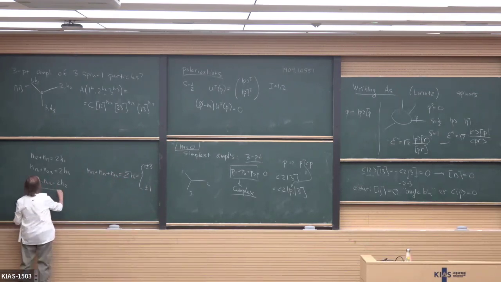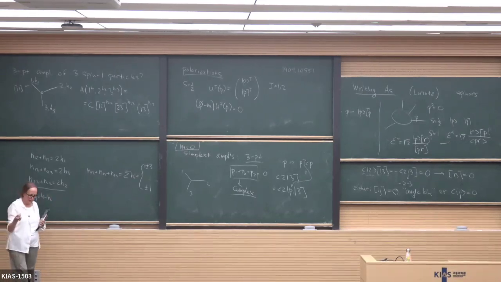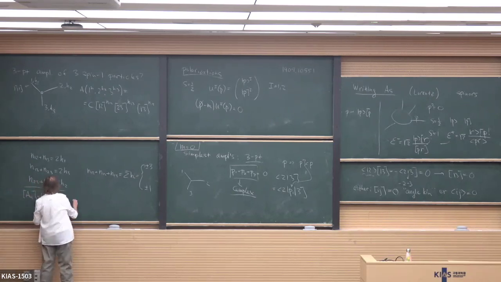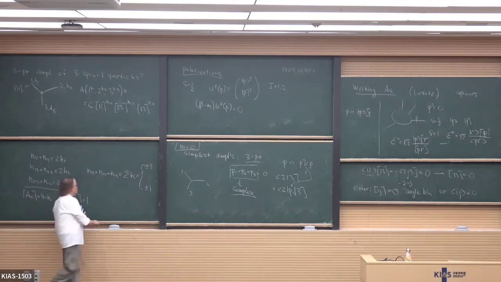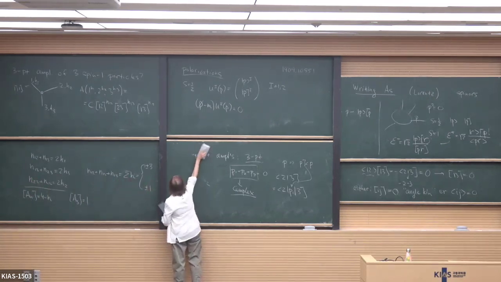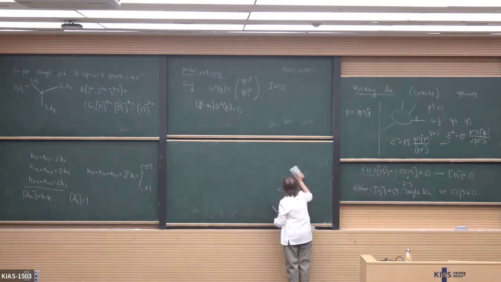Now, one other thing we know is that the dimension of an n-point amplitude is 4 minus n. If you don't remember why that's the case, just look at your favorite QFT book, look at how you calculate cross sections, and check that that's indeed the case. So for this 3-point amplitude, its dimension is 1. Now let's look at different cases.